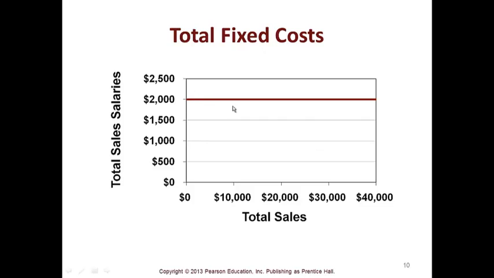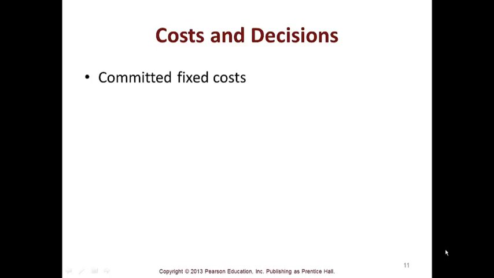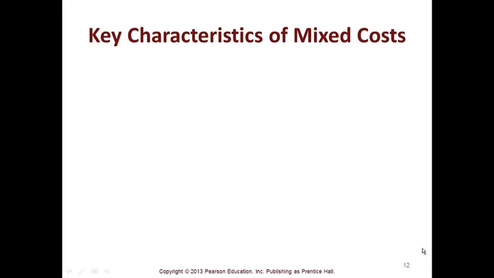So here's your fixed cost. See how the line is the same. So when you're creating something that has fixed and variable costs, your profit will increase where you can cut down the activity that is driving the variable costs, where the fixed cost will always stay the same. Cost and decisions: committed fixed costs and discretionary fixed costs, those are the two things.